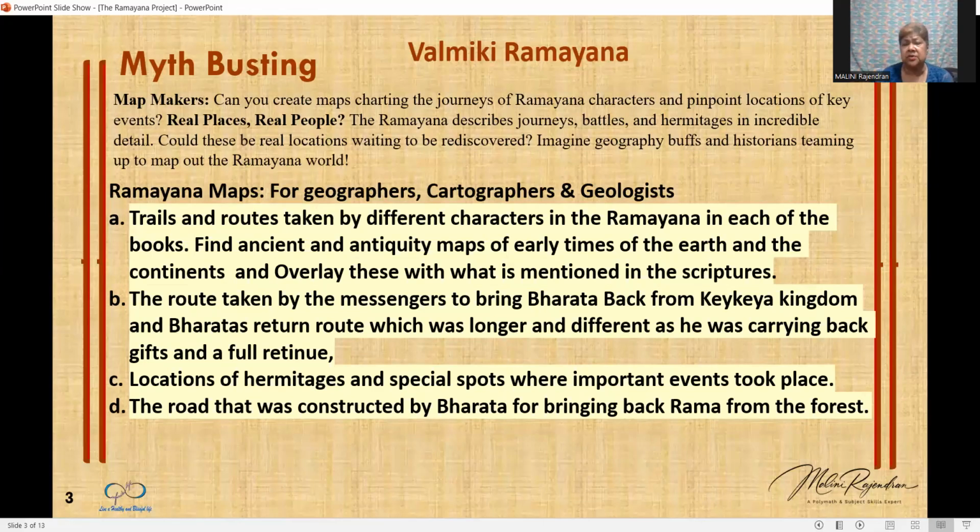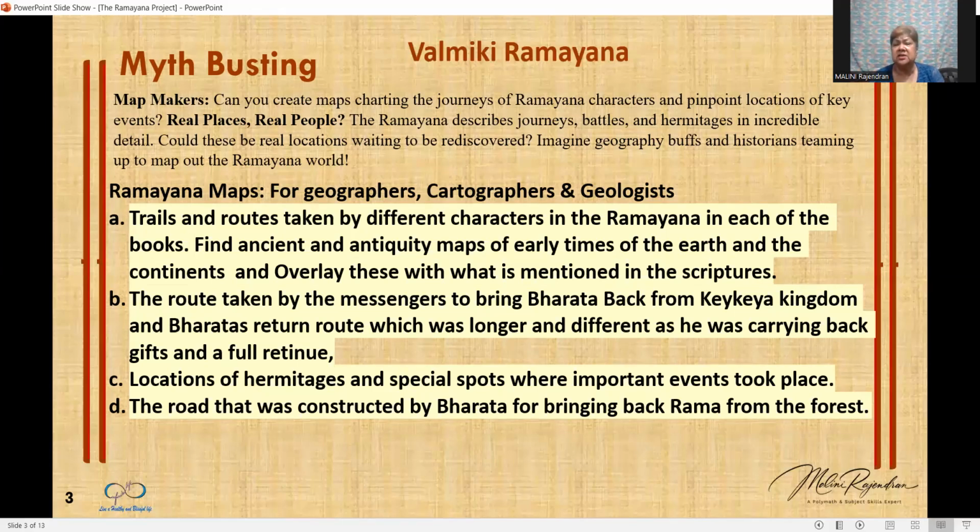Of particular interest is in the Ayodhya Kandam, after King Dashratha's death. Vashishta sends messengers to call back Bharata from his maternal grandfather's Kaikeya kingdom. The messengers need to reach the Kaikeya kingdom as fast as possible, so they take a tough terrain, a short route using horses. But Bharata, when they bring him back, does not take that same route. He takes a different route because now he is traveling with a full retinue, carrying gifts, and comes through different towns and cities, crosses different rivers, and is on a completely different route. And this is certainly something that needs to be researched and brought out.